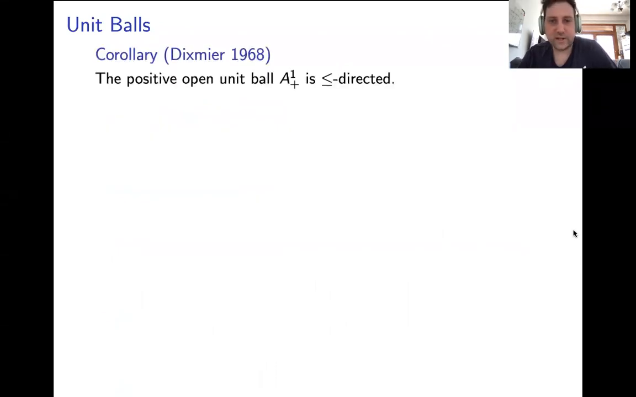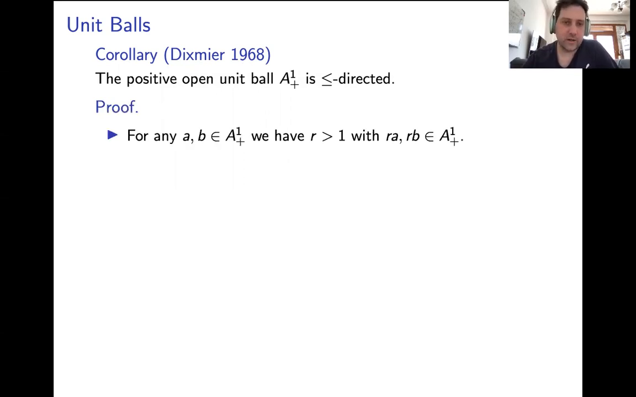But the main reason you want to know about this is because it tells you in particular that the open unit ball is directed. So remember, you can talk about directed sets for any partial order. It simply means that given two elements in your partial order, you can always find a common upper bound. So I'm always talking about upwards directed sets here. Okay, and this fact that the positive open unit ball is directed, well, this is a much more classic result. So I think, if I'm not mistaken, this goes back to Dixmier in the 60s. So he proved this in a slightly different way, but using this nice result of Brown, we can get it very quickly. So we just look at our two positive elements in the open unit ball now.